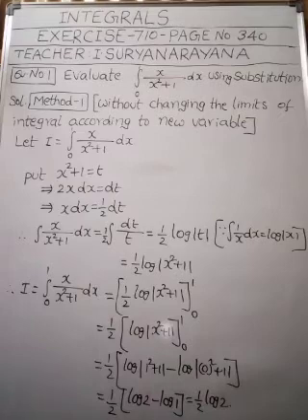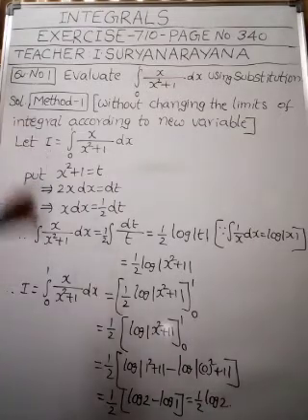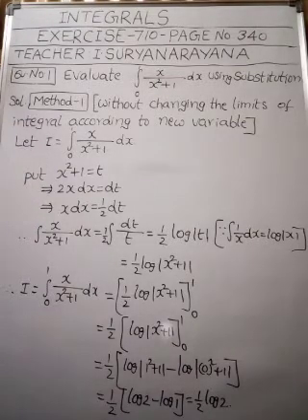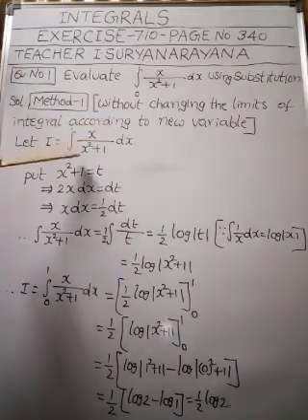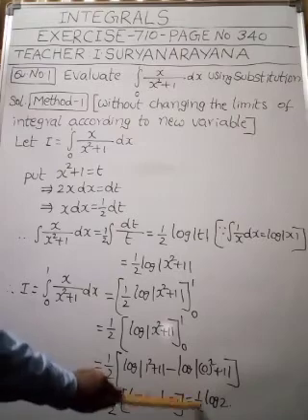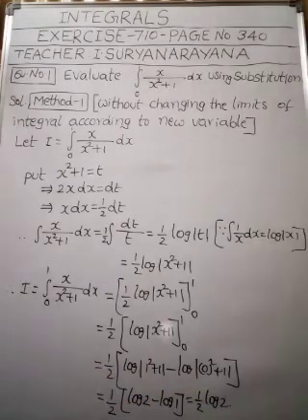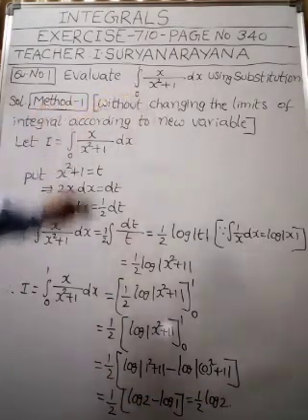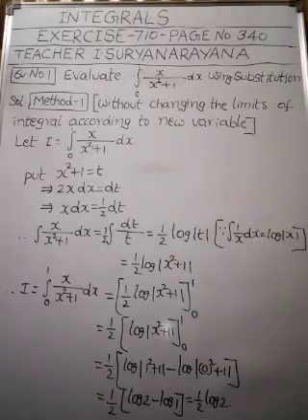Okay, my children, understood this method? This is the first method. Without changing the limits, we used the same limits. What did you get finally? 1 by 2 log 2. This is the definite integral of the given function in this method. Okay, my children, understood?